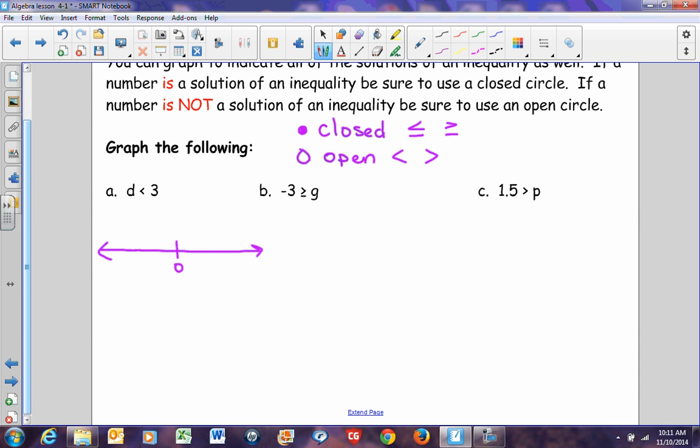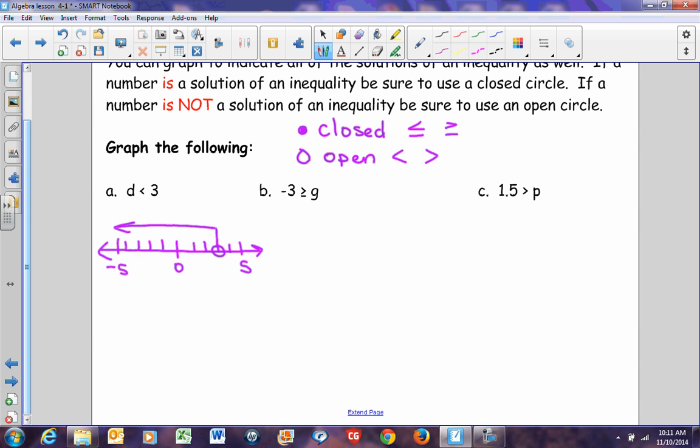Okay, here's 0. 1, 2, 3, 4, 5. I'm going to put +5 here. 1, 2, 3, 4, 5. Put -5 here. If D is less than 3, 3 is here. It's an open circle because it does not include the number 3. And it's all the numbers less than, which goes this way.